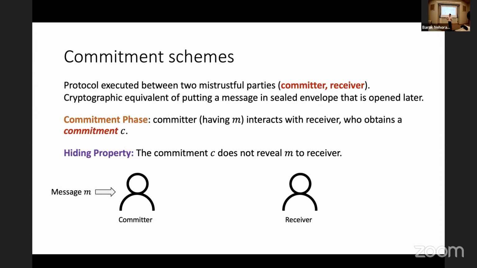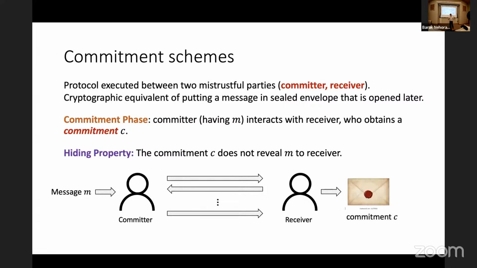There's a commitment phase. The committer gets some message M. The message M here is classical. Then it interacts with the receiver. After some dialogue, the receiver is going to have a commitment C, and think of this commitment as storing the message M in some hidden fashion. The hiding property of a commitment scheme means that the receiver at this point still has no idea what message M is. So far the message M is not known to the receiver.